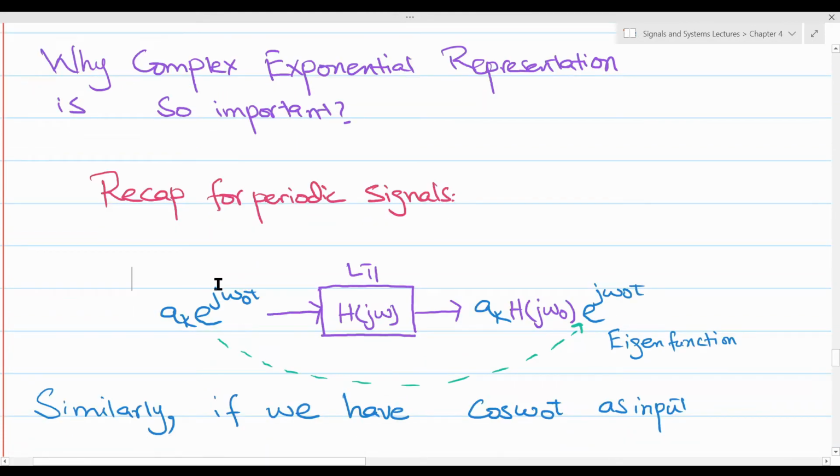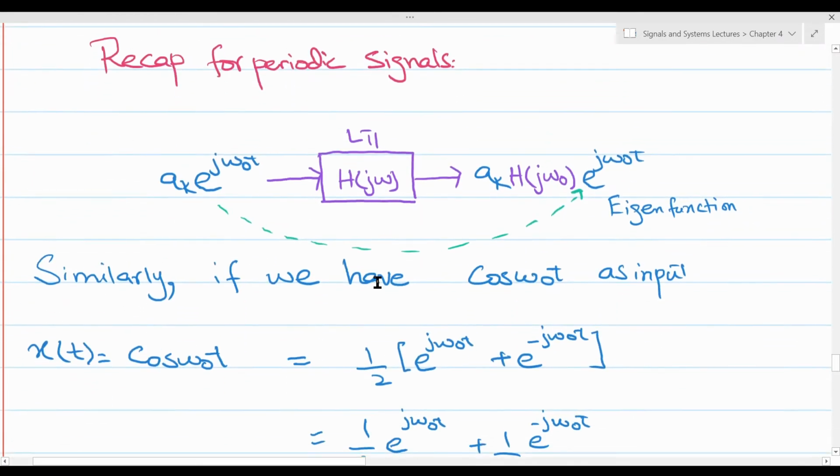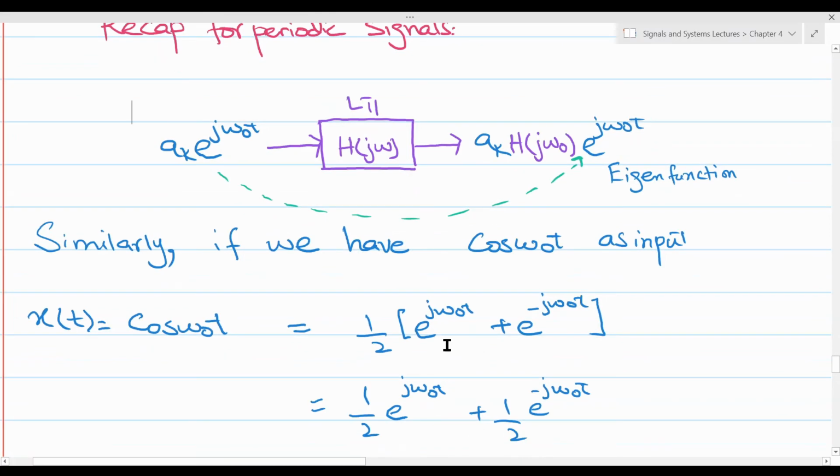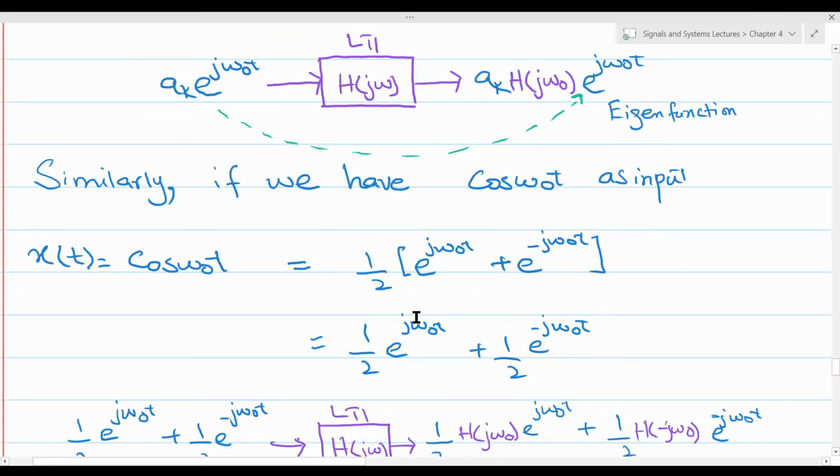Now, instead of this complex exponential signal, if we have a real signal which is cos omega naught t as the input to this LTI system, what happens? From Euler's identity, we know that cos omega naught t can be represented as cos omega naught t equals 1 over 2 exponential of j omega naught t plus 1 over 2 exponential of minus j omega naught t.